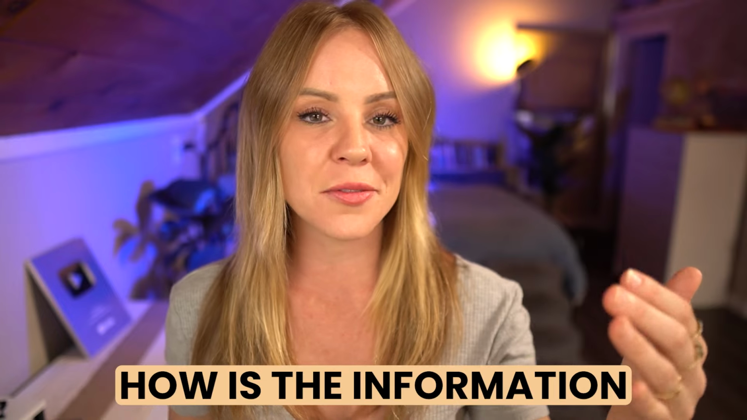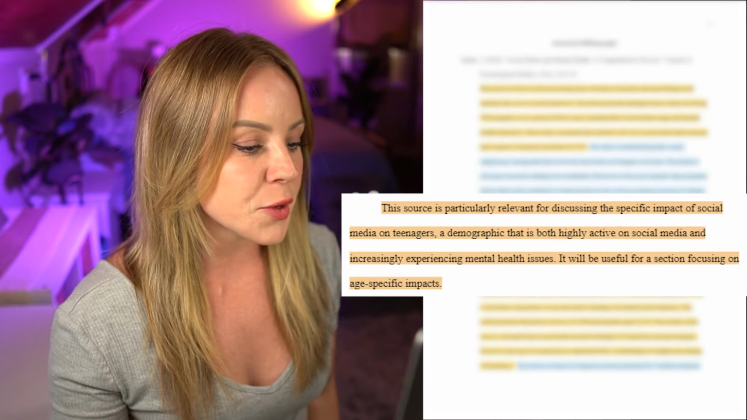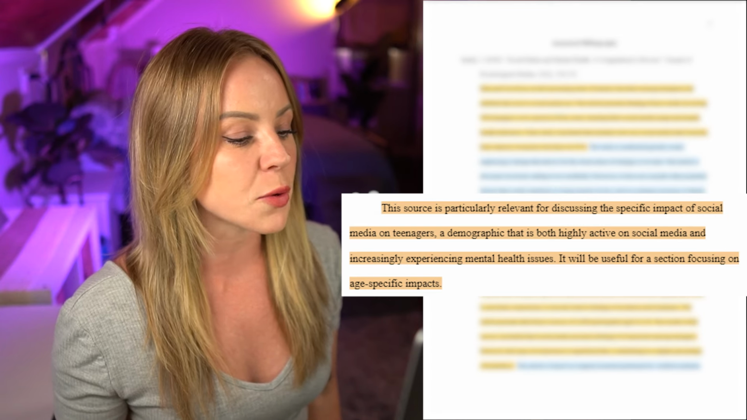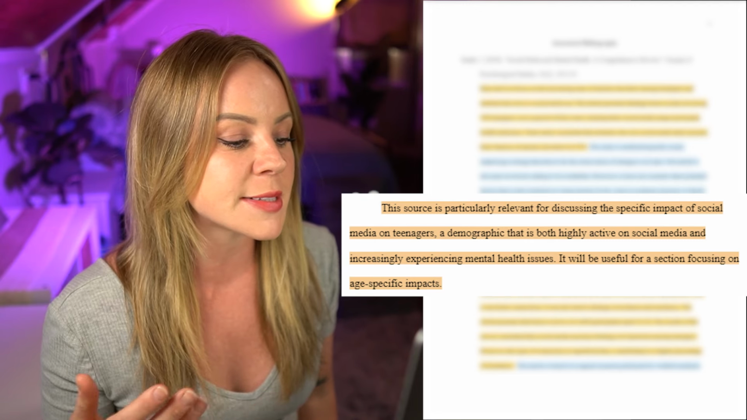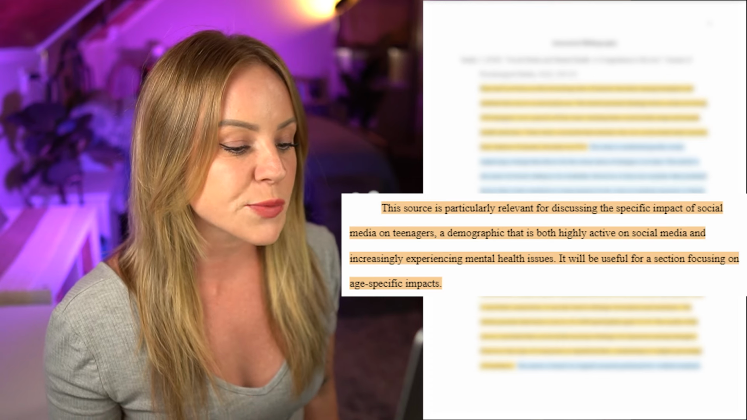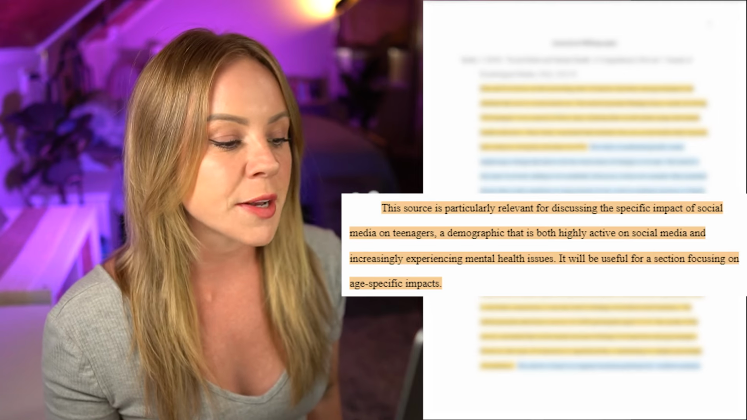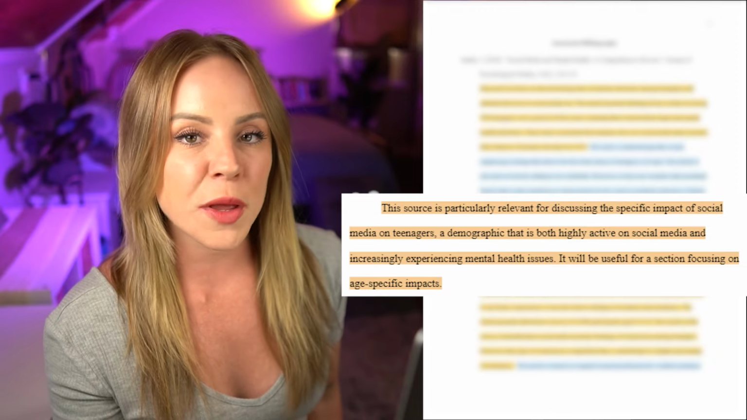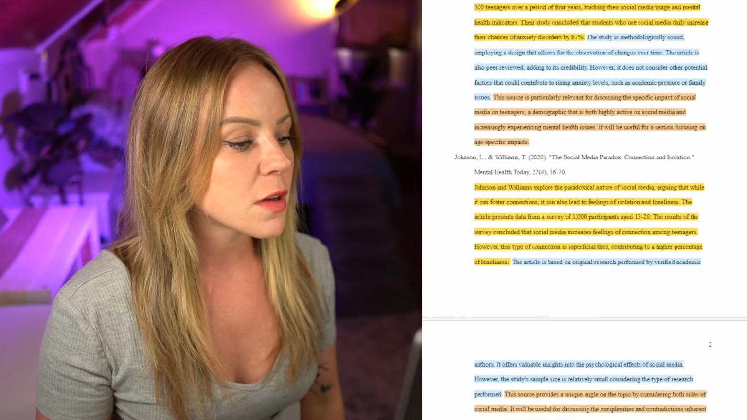In other words, how is the information important to your big picture? Let's take a look. Here we are at our first summary, which reads, this source is particularly relevant for discussing the specific impact of social media on teenagers, a demographic that is both highly active on social media and increasingly experiencing mental health issues. It will be useful for a section focusing on age-specific impacts. So for this section, note how it's discussing why it's important for our research and how it will be useful later on. All right, let's see if our second annotation follows suit.